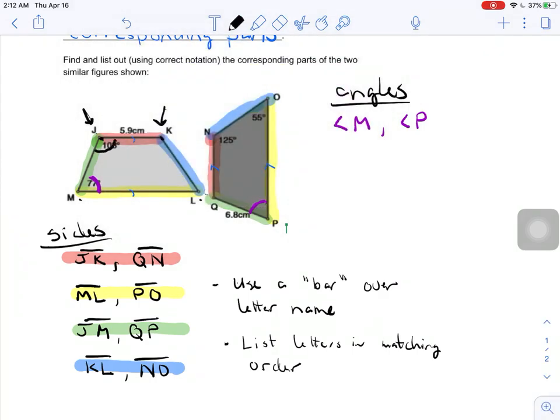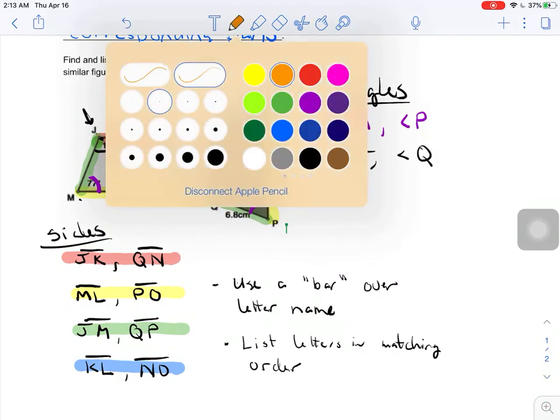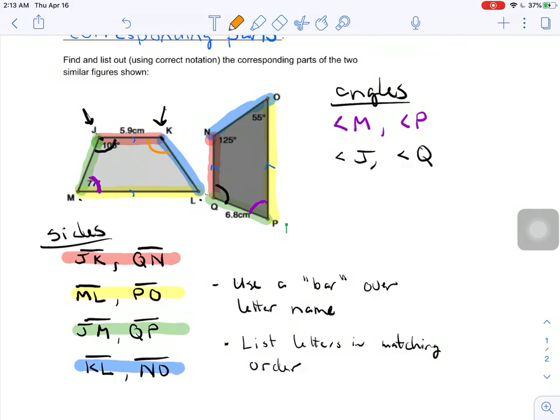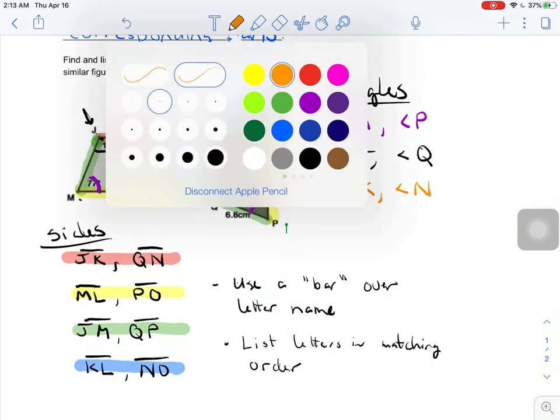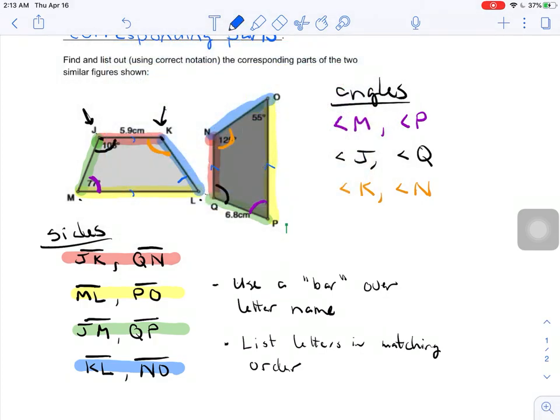And then we can go through, so where red and green meet, and then red and green meet again. So that's angle J and angle Q. And then we can keep working our way around the shape. Where red and blue meet is angle K, and where red and blue meet on the other shape is angle N. And then we have one last set of angles, right here where yellow and blue meet, so angle L, and where yellow and blue meet on the other shape is angle O. So those are all of our pairs of corresponding angles.